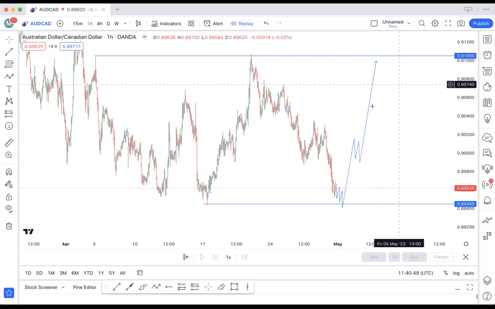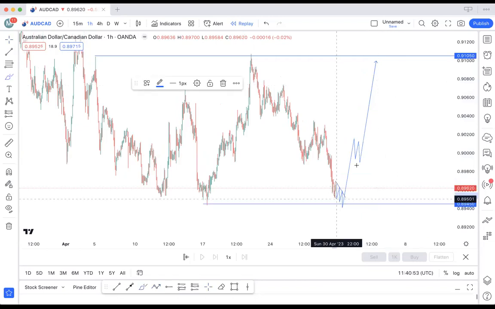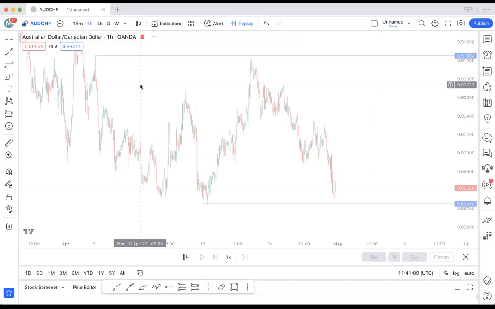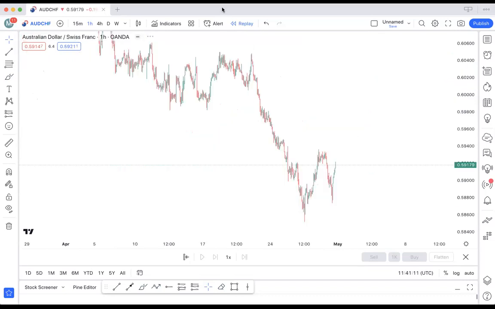So if this happens, then we'll be staying away from this pair, because it's already shown us that this is having a higher probability of climbing all the way to the upside. So that is it for our first pair, which is Australian CAD. With this one, you can add it to our watch list for the coming week. So let us flag it, and let us jump on over onto our next pair.